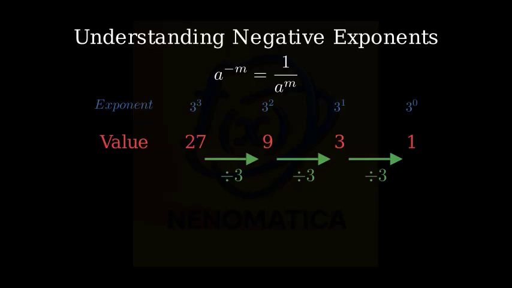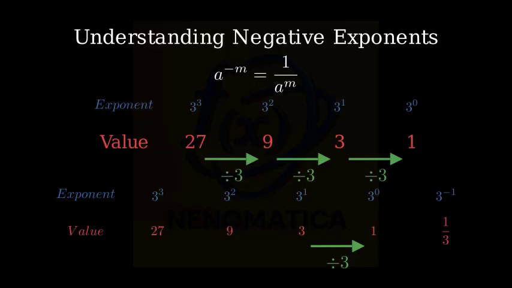Going from 3 squared to 3 to the first power, we divide by 3 again. 9 divided by 3 equals 3. And from 3 to the first power to 3 to the 0th power, dividing by 3 again. 3 divided by 3 equals 1. If we continue this pattern, what would 3 to the negative 1 power be? We would divide 1 by 3 again, giving us 1/3 or 1 over 3. This confirms our rule. 3 to the negative 1 equals 1 divided by 3 to the 1.